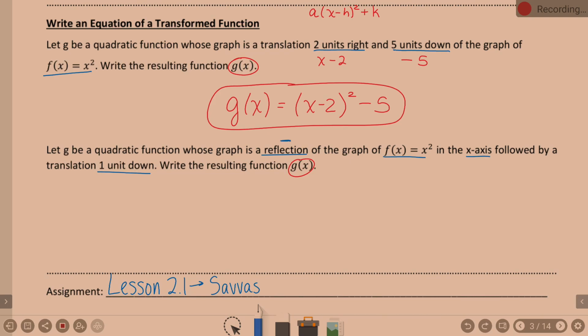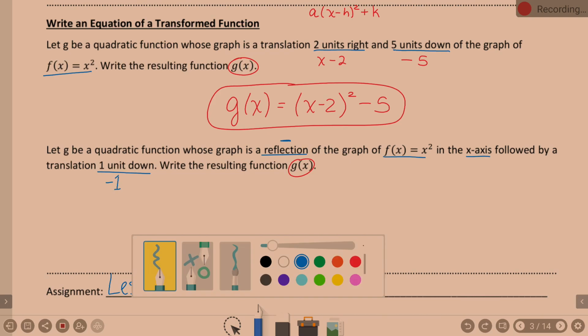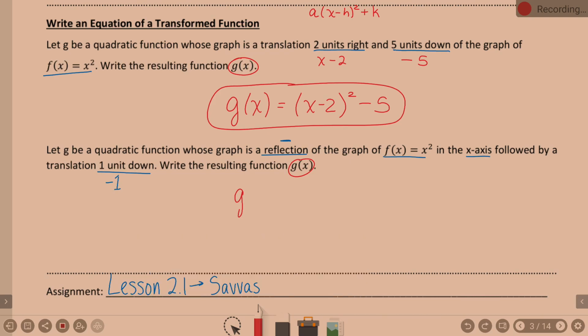Okay. What else? It's going to be minus 1. Okay, it's 1 unit down, so we know we're going to do a minus 1, right? This is my brain just thinking. Well, I don't know about you guys, but technically we're ready to write this answer. g of x equals negative.